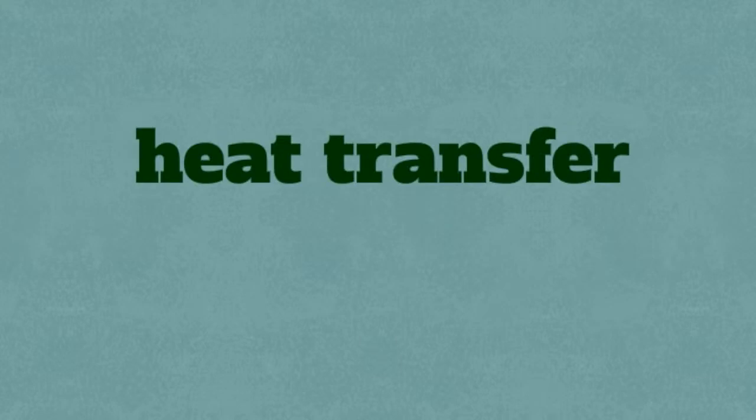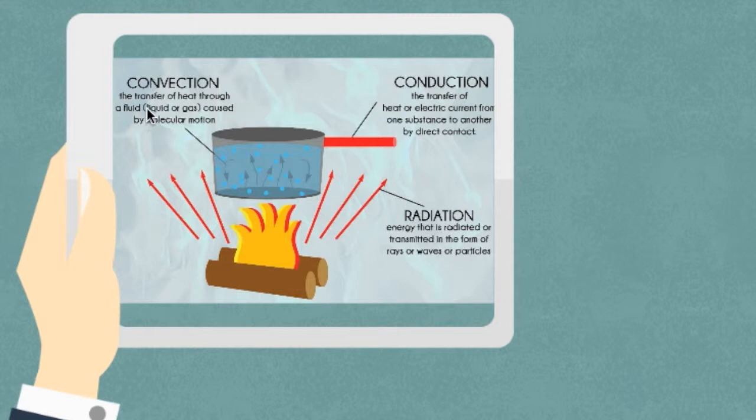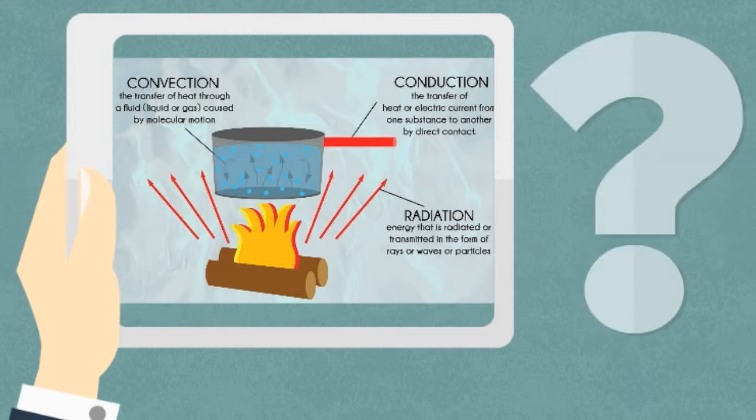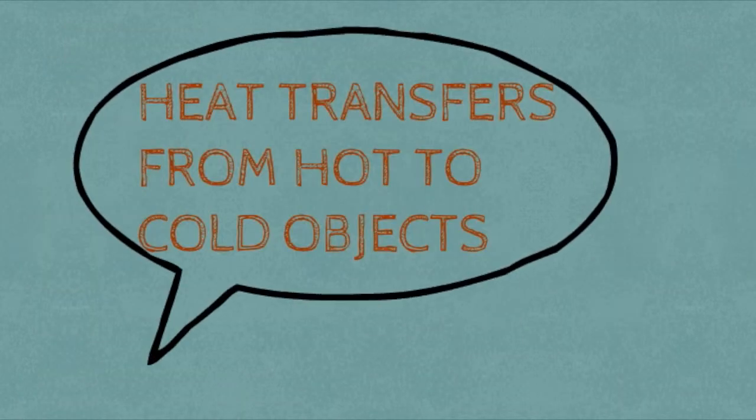Everyone, today we're going to be talking about heat transfer. Well, there are three ways heat can be transferred: through convection, conduction, or radiation. You don't understand what these words mean or what this picture is? Obviously, I'll explain it to you. Side note, heat always transfers from hotter to colder objects.